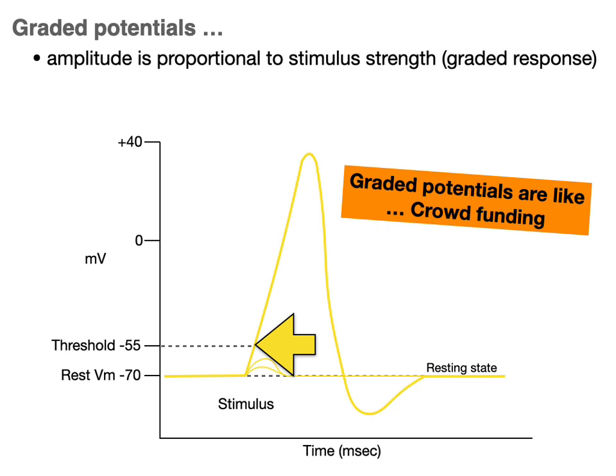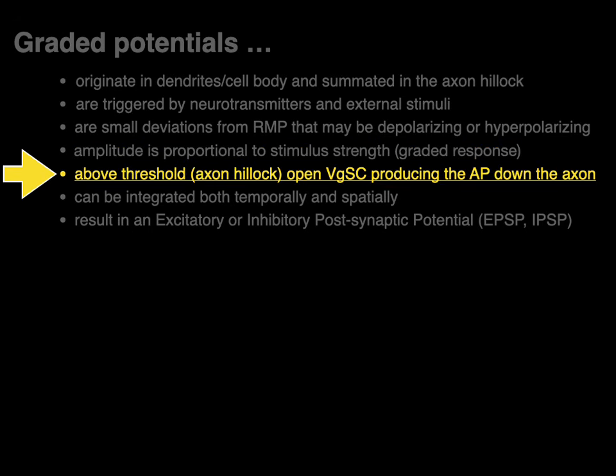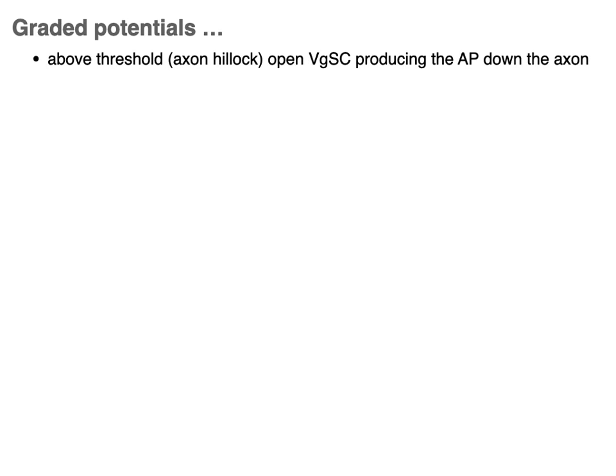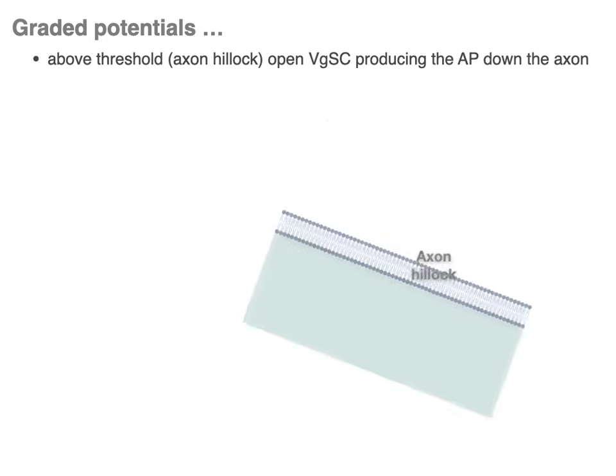So graded potentials are like crowdfunding. You have to reach a certain threshold if you're going to then create a product or fire and initiate an action potential. Graded potentials above threshold in the axon hillock open these voltage-gated sodium channels, producing and initiating the action potential down the axon.